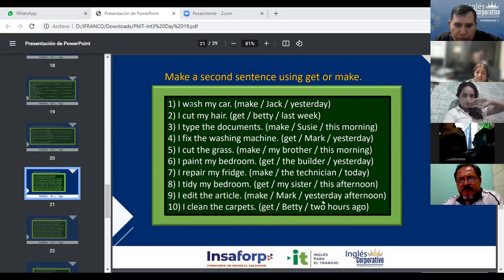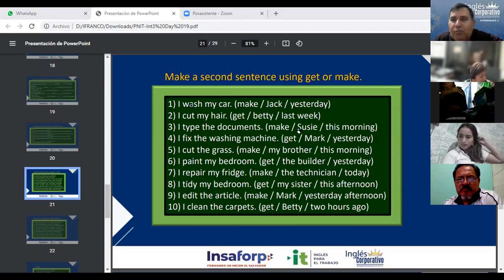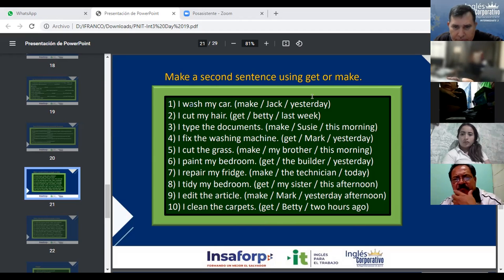Okay, the verbs are used in the past then. Okay, so I made Jack wash my car yesterday. I got Betty to cut my hair last week. The second is, I got Betty to cut my hair last week.